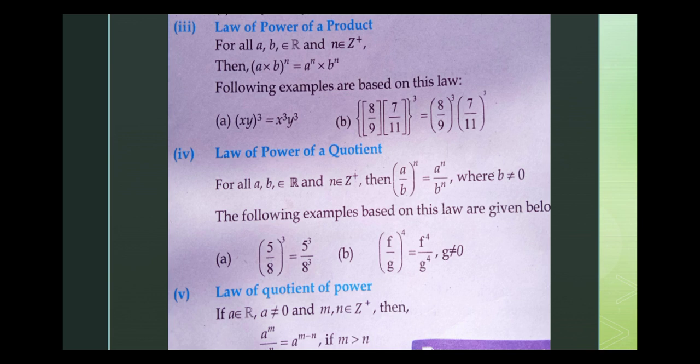Law of quotient of powers: the powers are in the form of a fraction. a power m divided by a power n is equal to a power m minus n, with the condition that m is greater than n. It means that the power of the numerator is greater than the power of the denominator.